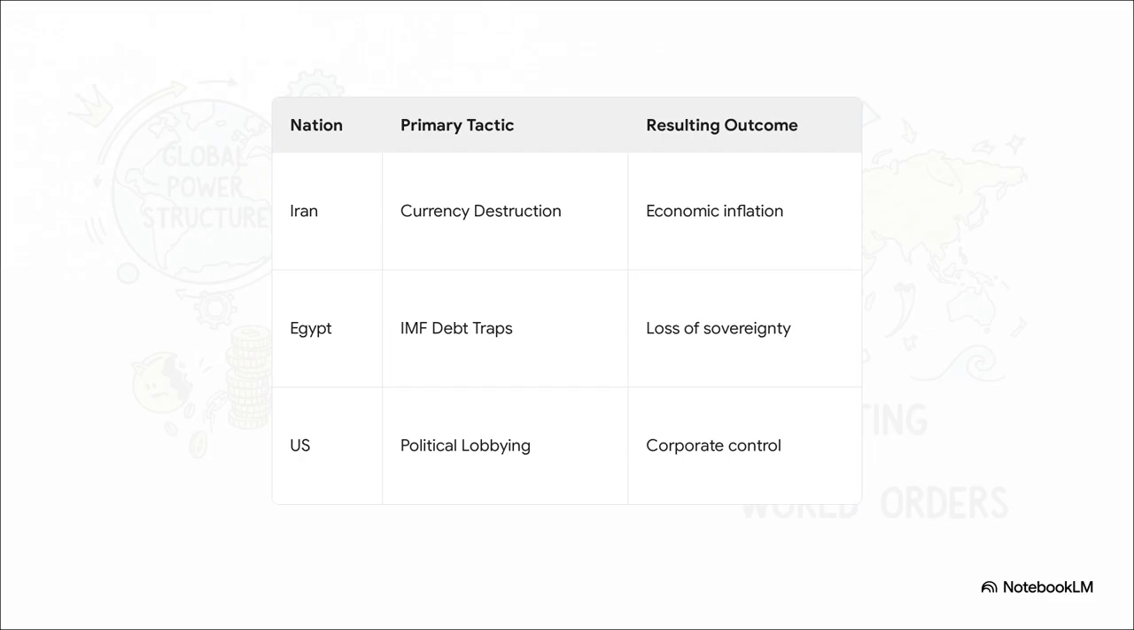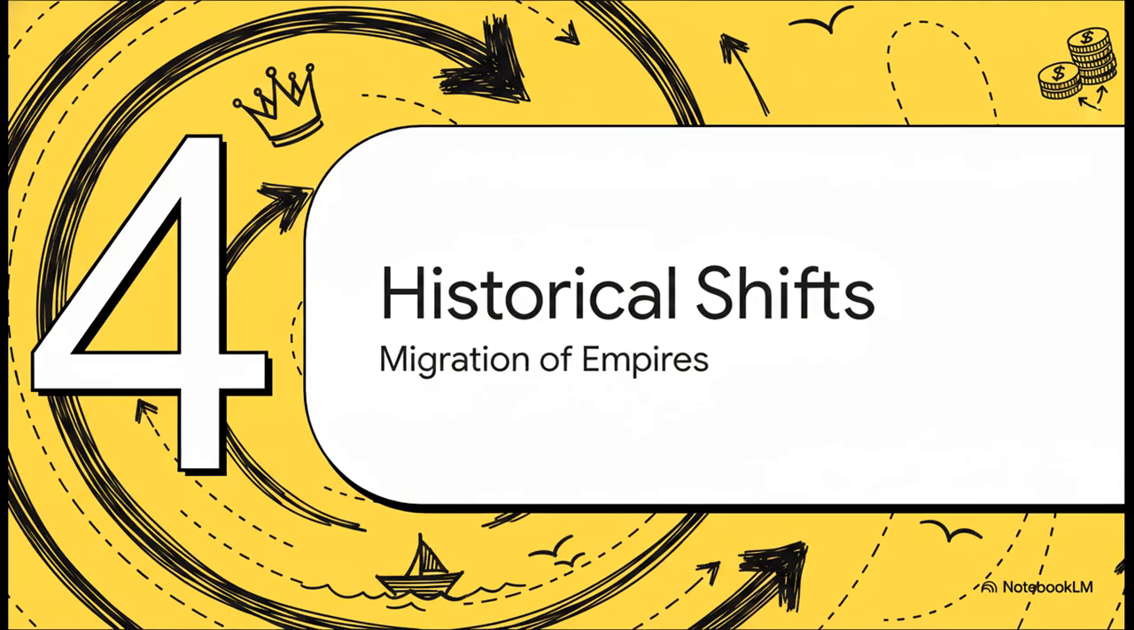In places like Iran, the tactic is destroying the currency to create crippling inflation and uprisings. In Egypt, historically, it was leveraging IMF debt to force compliance and strip away national resources. And right here at home in the US, the primary tactic is a highly sophisticated political lobbying system where policy is effectively auctioned off to the highest corporate interests. But here's the thing. This system can't stay in one place forever.